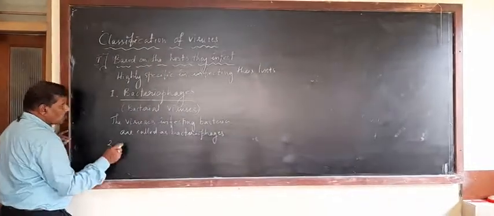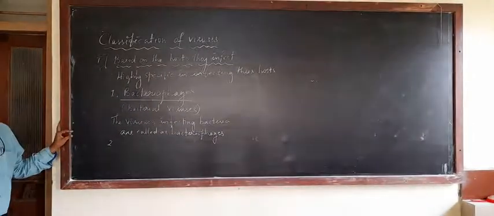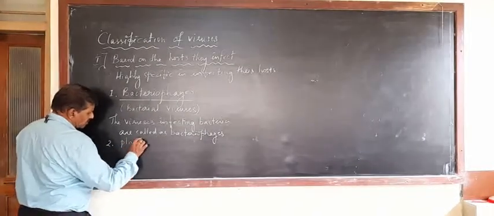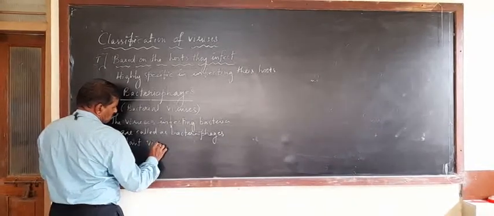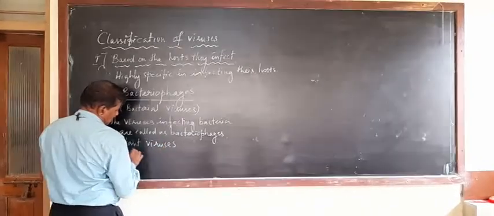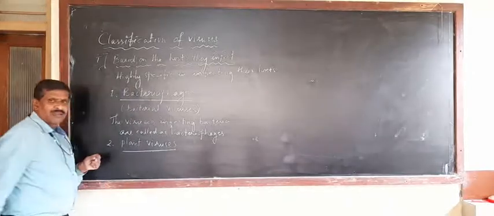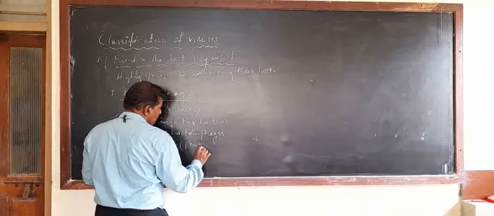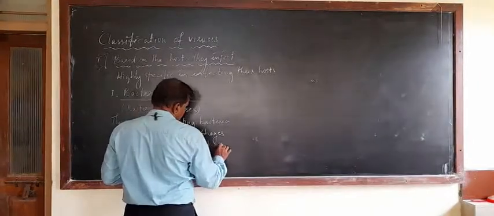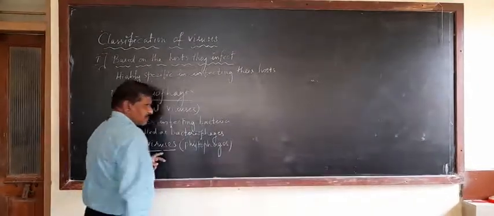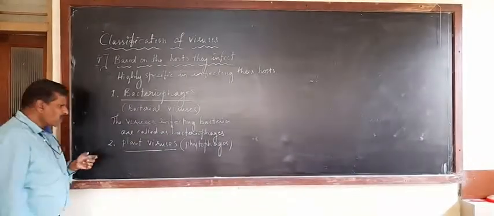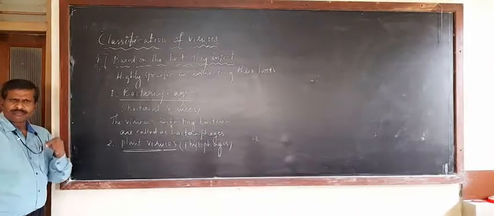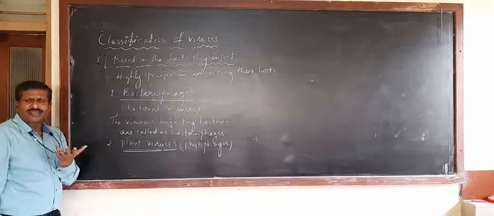The second kind of viruses are called plant viruses. In other words, plant viruses are also called phytophages. Phyto means plants. Okay, these are the viruses which infect only the plants. They infect the plants and cause disease in plants.